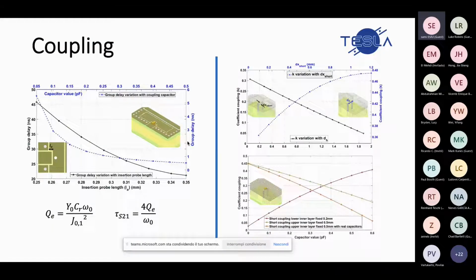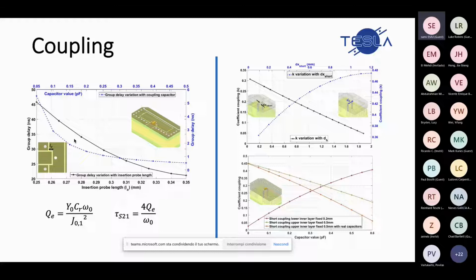In this slide, we can see the couplings that we implemented for this kind of structure. The input-output coupling, here on the left, has been implemented by means of a coplanar probe penetrating the capacitive gap of the first resonator, and the insertion length of the probe enables control of the coupling level. The closer we get to the inner hole, the stronger the coupling is. And this value can also be boosted by mounting SMD capacitors on the top layer.